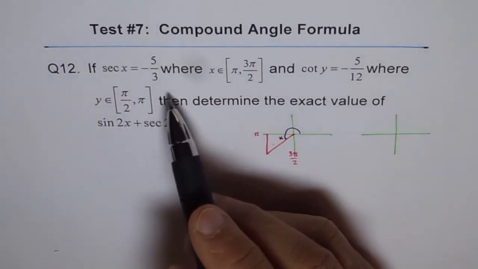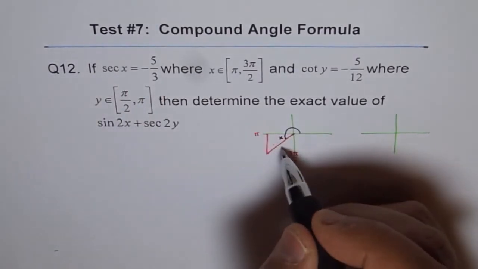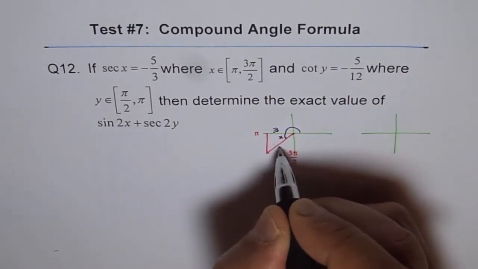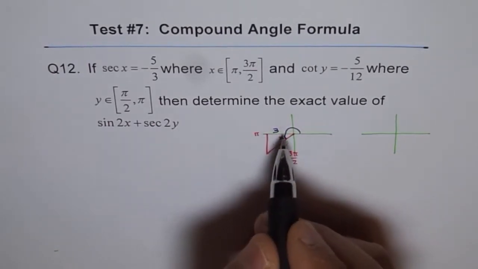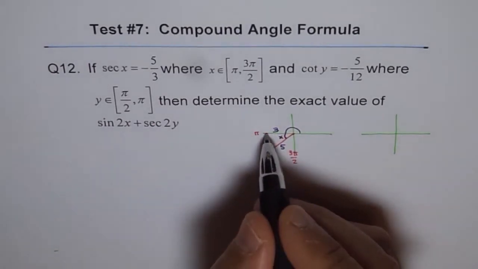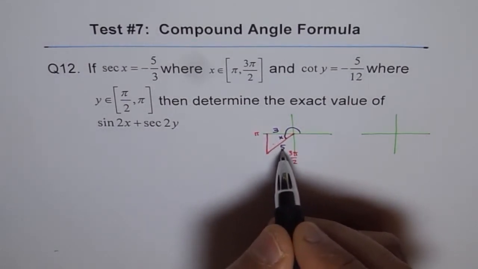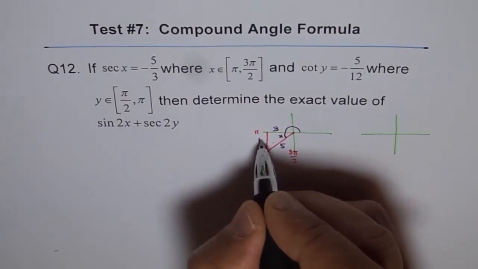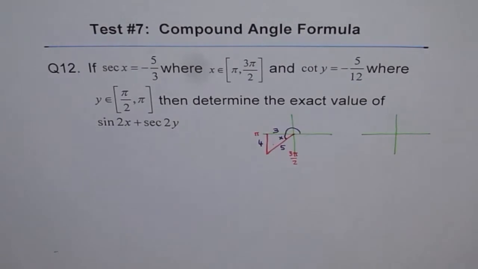Secant is the reciprocal of cosine, so it is hypotenuse over adjacent, right? So we get this side as 3, this side as 5. And of course, since this is in the minus x direction, this 3 will be negative in value. We can always find that side, the height of this triangle. It should be the square root of 5 square minus 3 square, right? Which will be 4. So we got our first triangle.